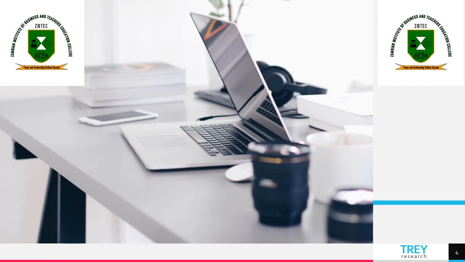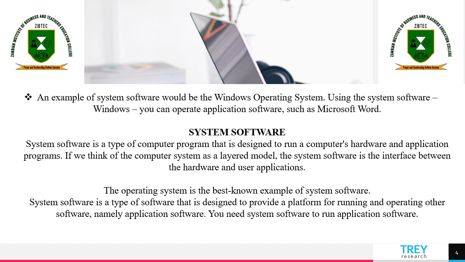Okay, so an example, so we go now to system software. An example of system software would be the Windows operating system. Using the system software Windows, you can operate an application software such as Microsoft Word, like I mentioned earlier on. So now you'll see that an operating system doesn't depend on the application software for it to work, but application software depends on the system software for it to be able to work.